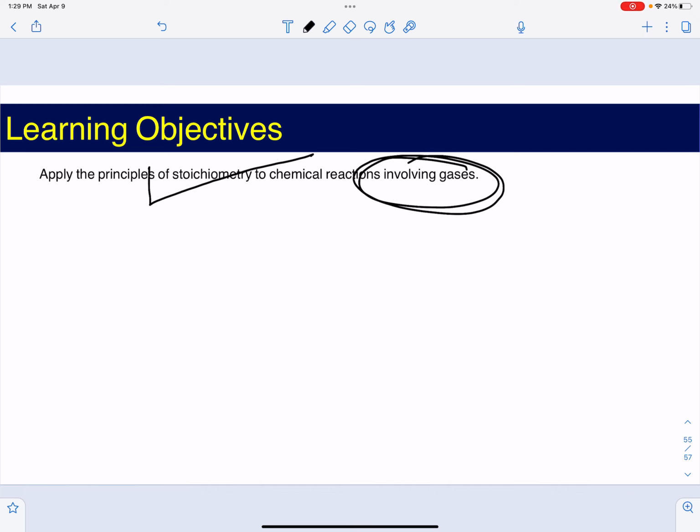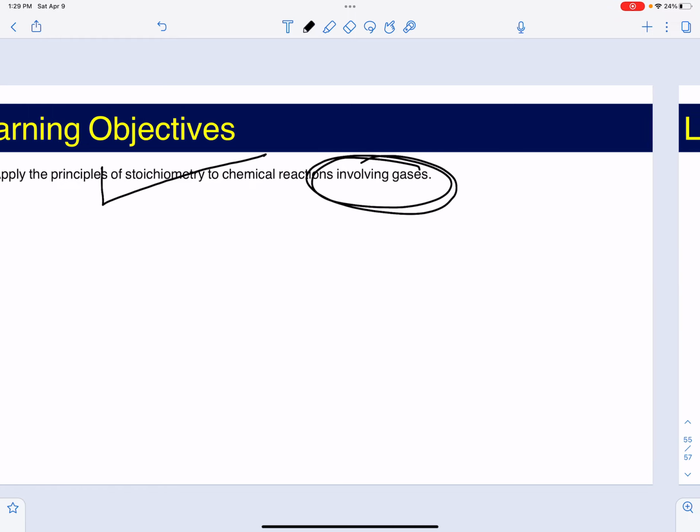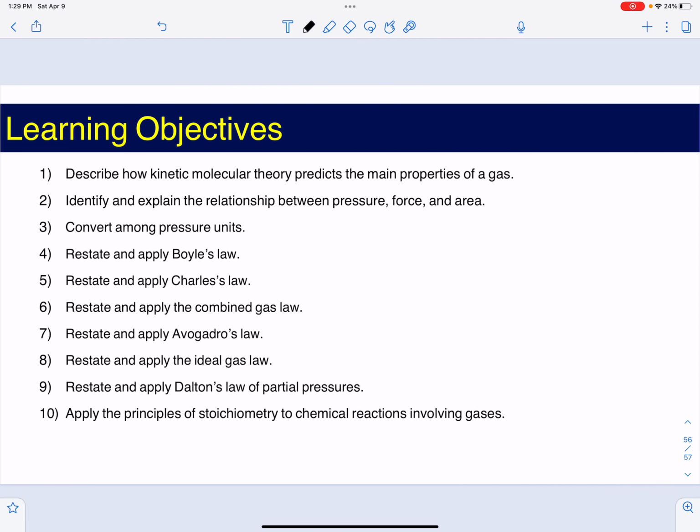We're going to see in chapter 12 that you can do the same with solutions by using molarity. So that's in the future. That's coming soon. And that brings us to the end of this chapter. So what do we understand better now? We understand better the kinetic molecular theory. And we see how that relates to the properties of gases: pressure, volume, temperature, and amount.